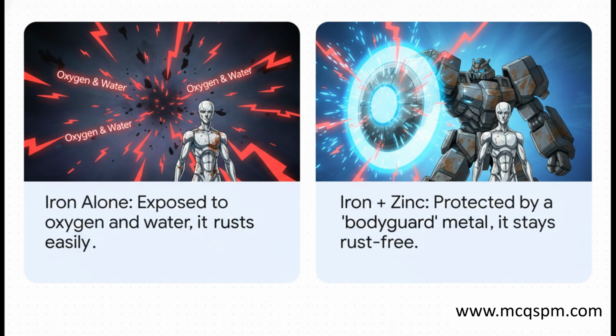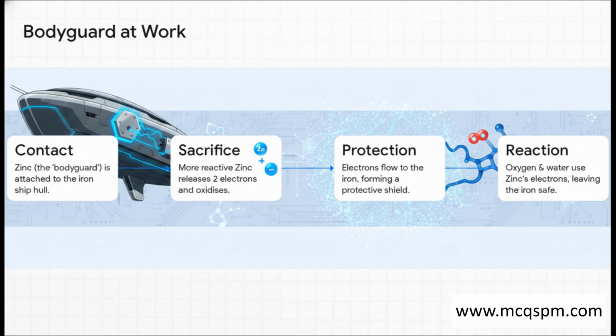This bodyguard is just another metal that's more reactive than iron, like zinc or magnesium. It essentially volunteers to take all the chemical damage so that the iron doesn't have to. Pretty smart, huh? This slide shows you the play-by-play of the electron flow, which is the crucial part. So instead of the iron atom giving up its electrons and turning into rust, the more reactive zinc steps in and sacrifices its own electrons first.